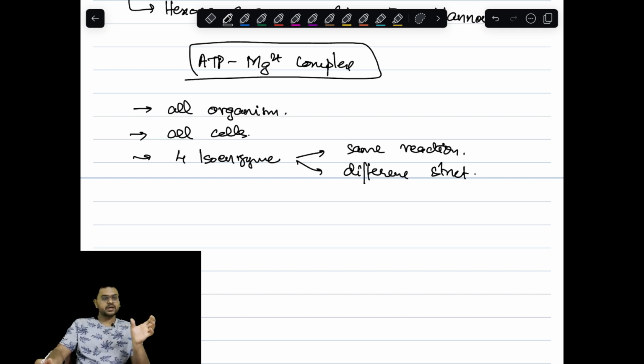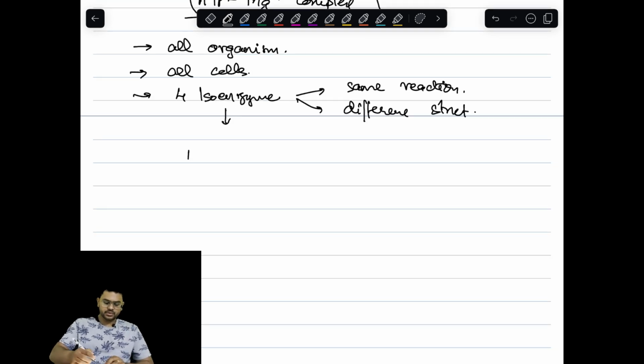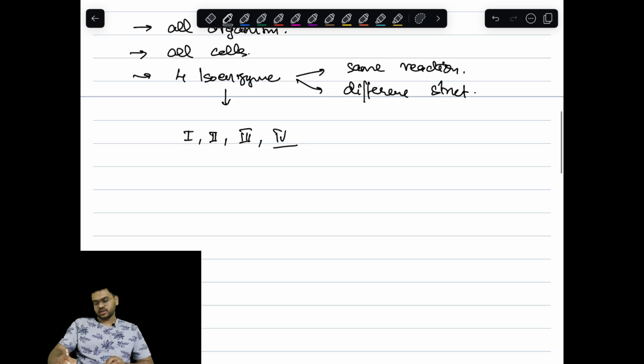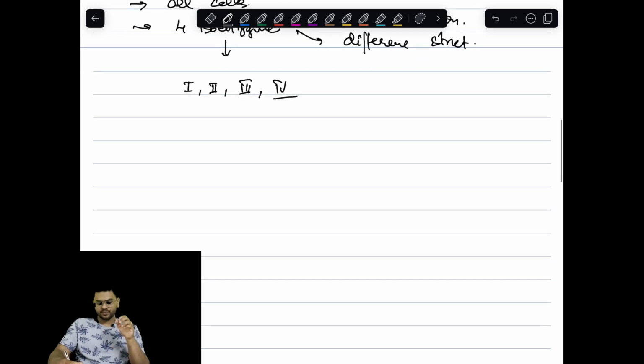So isoenzymes are different gene products that catalyze the same reaction. In case of hexokinase, you have hexokinase 1, hexokinase 2, hexokinase 3, and hexokinase 4. If they catalyze the same reaction, why do you need different isoenzymes? The reason is, even though they catalyze the same reaction, the rate at which they catalyze and the way they are regulated should differ according to the body's need. So that is why we have different isoenzymes.